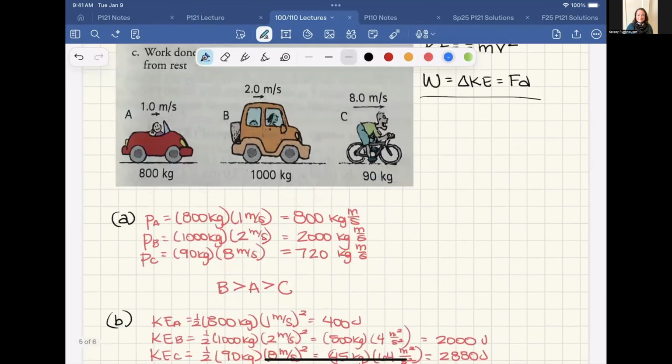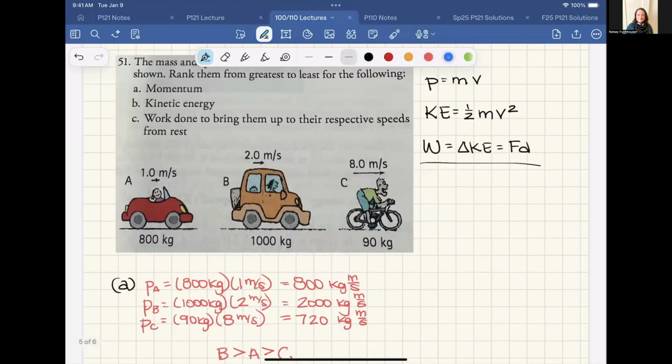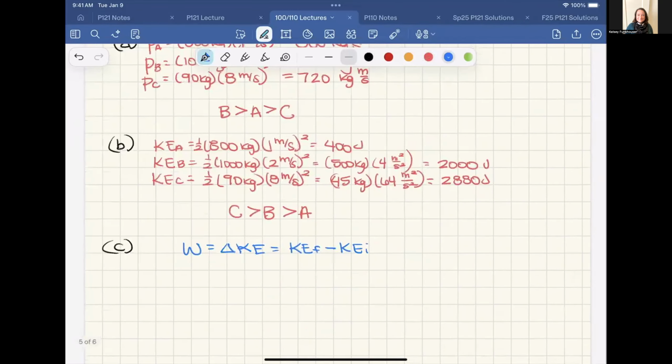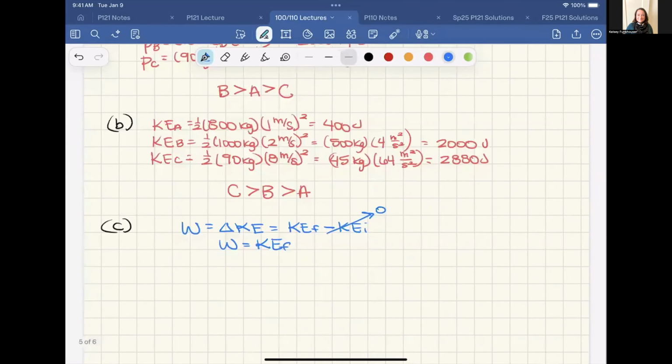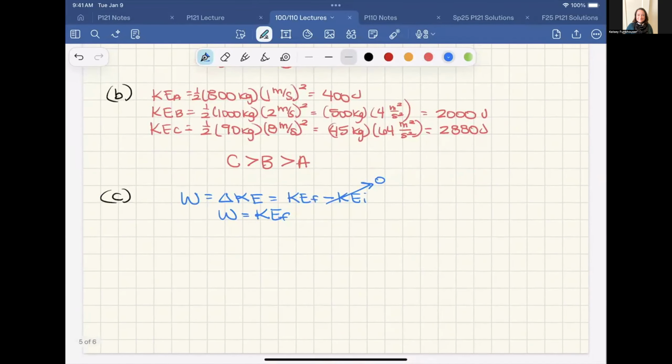And the question says, bring them up to their respective speeds. So that's the final, from rest. So initial is actually just 0. So what this tells us is that the work done is actually just the kinetic energy we're dealing with. So the ranking for part C is actually the same as the ranking for part B. There we go. Awesome. Let's look at the next example.